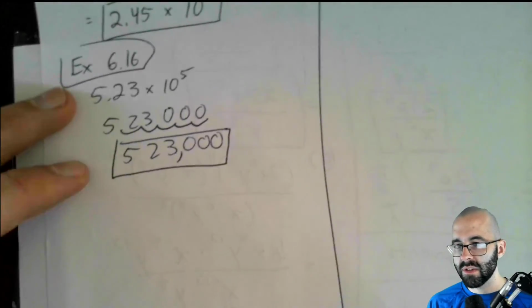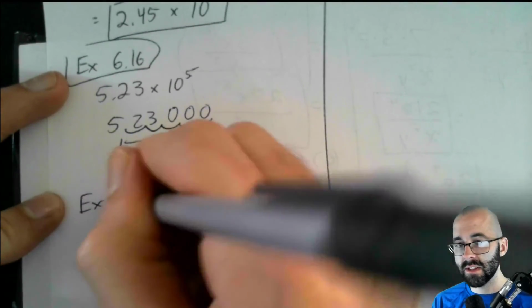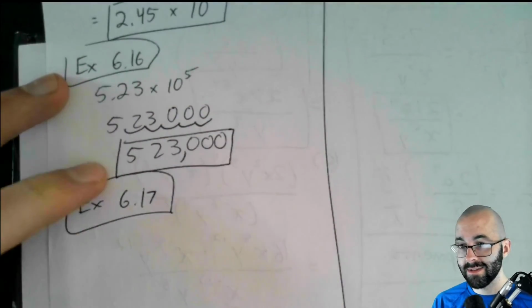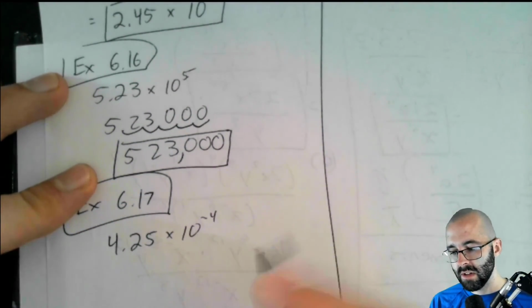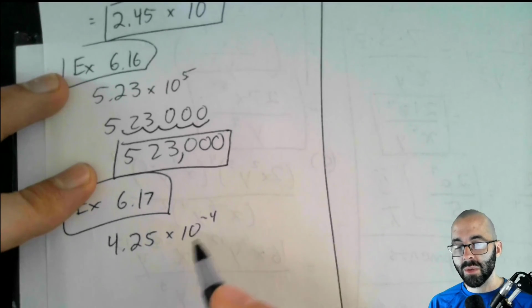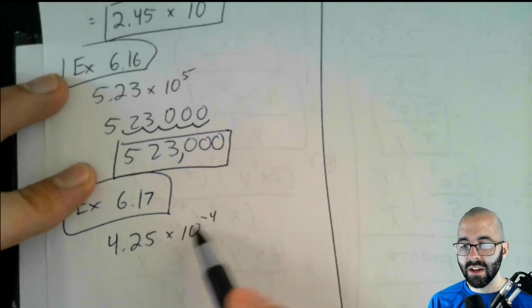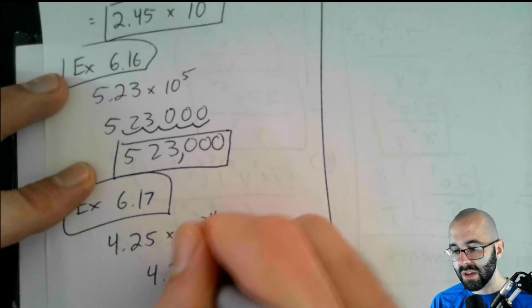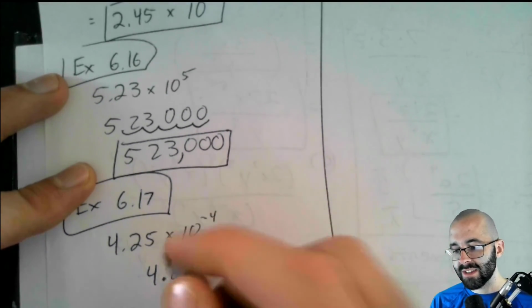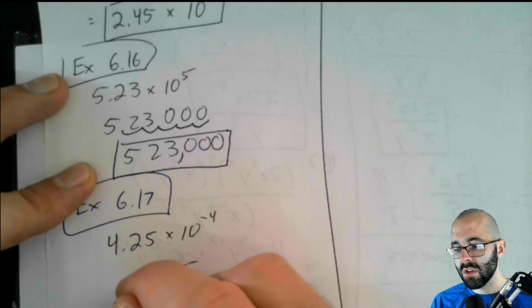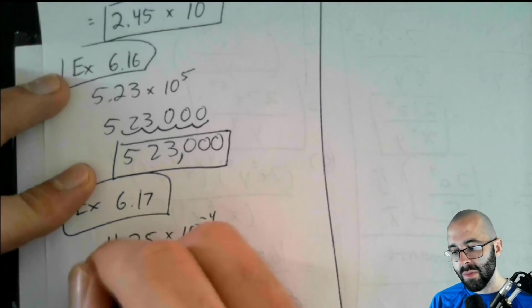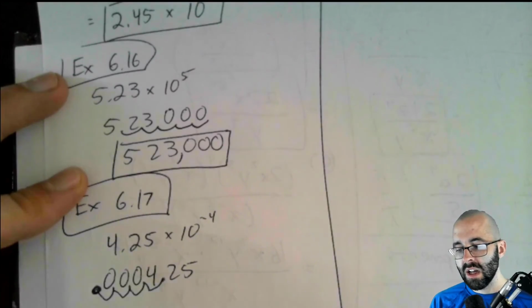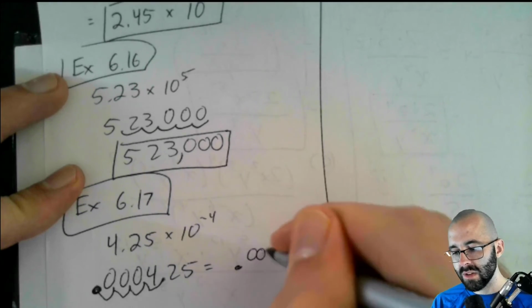Last example for this video is going to be 717, 6.17. That's going to be 4.25 times 10 to the negative 4. Negative exponent is going to mean we're dividing. Negative exponent's making this smaller. So we have 4.25, 4 decimal places to the left now. 1, 2, 3, 4. We're going to add zeros. And remember the decimal place is here now. So we only add 3 zeros. So this is going to be 0.000425.